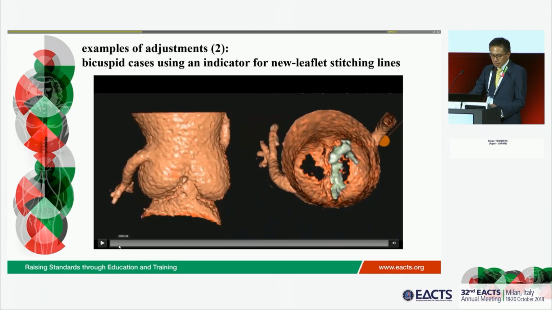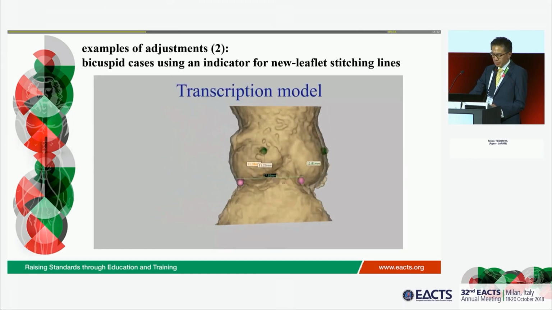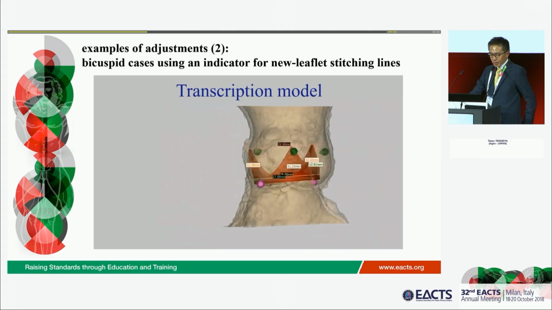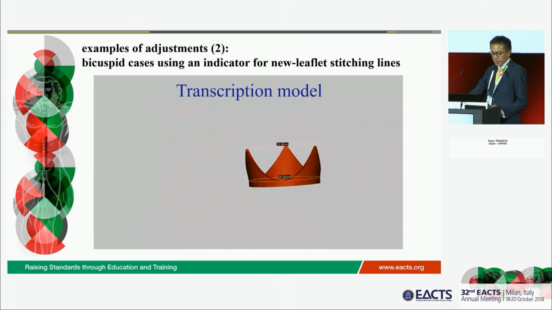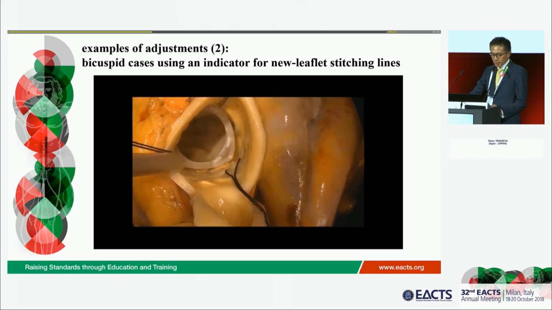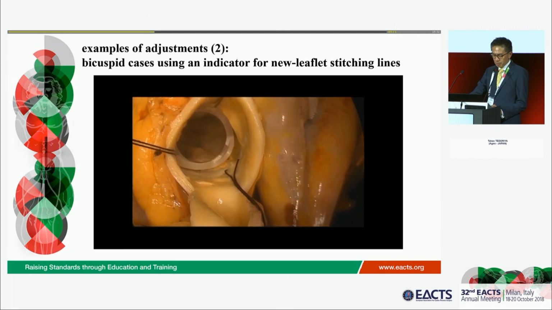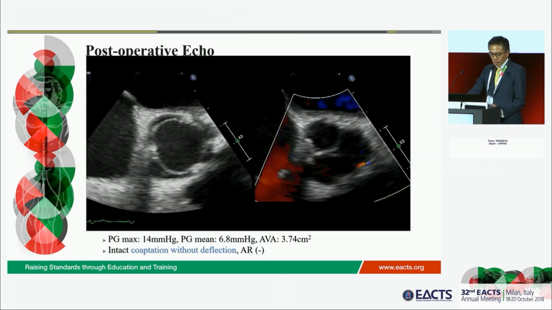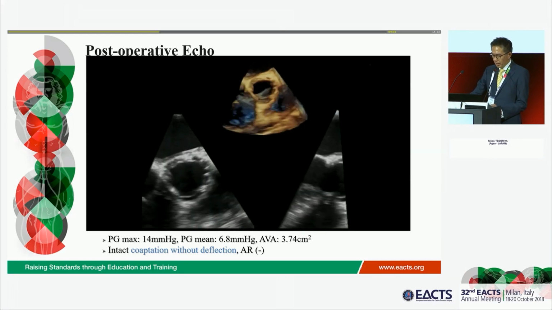So this is another example. It's a bicuspid case. We designed the 3 leaflet, same size leaflet reconstruction like that, and the transcription model was made by Bizarrius 3D workstation. And actually, we 3D copied this one, and decided the precise position of the leaflet attachment, and then proceeded with the procedure. So this is the result. It's a very good opening and no deflection at all, no AR.